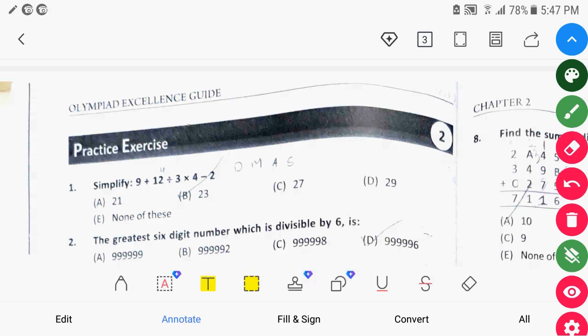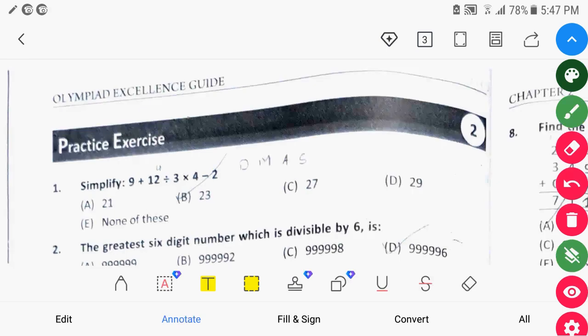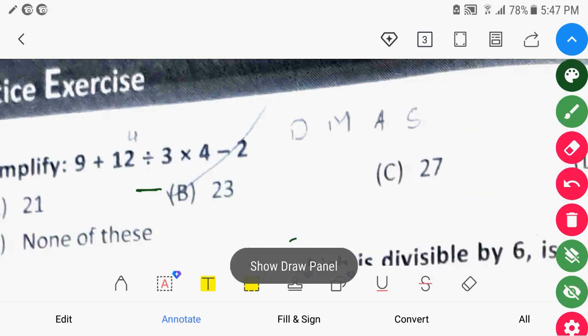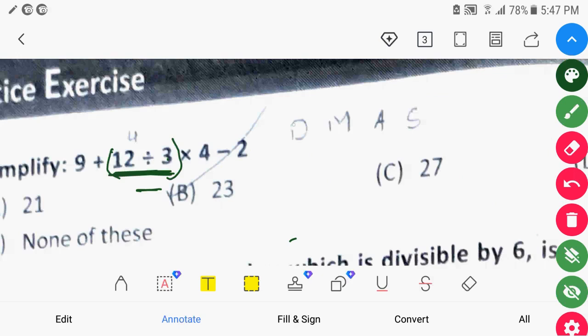Now see, in the practice exercise, this is our first sum: 9 plus 12 divided by 3 multiplied by 4 minus 2, which we have to simplify. I told you that first always division, then multiplication, then addition and subtraction. Here 12 divided by 3 is a division of two numbers, so first we will perform this operation. So 9 as it is plus 12 divided by 3 is 4, multiplied by 4 minus 2.